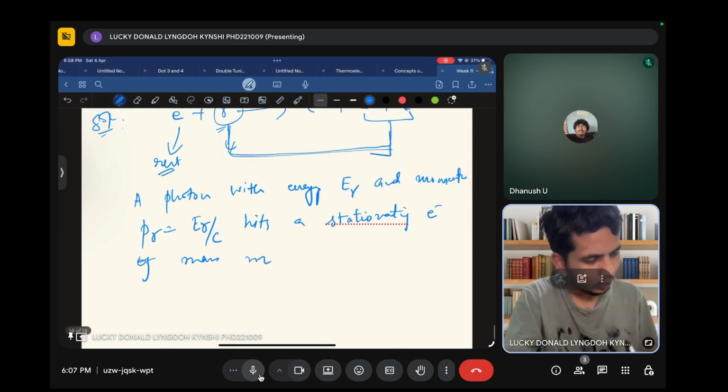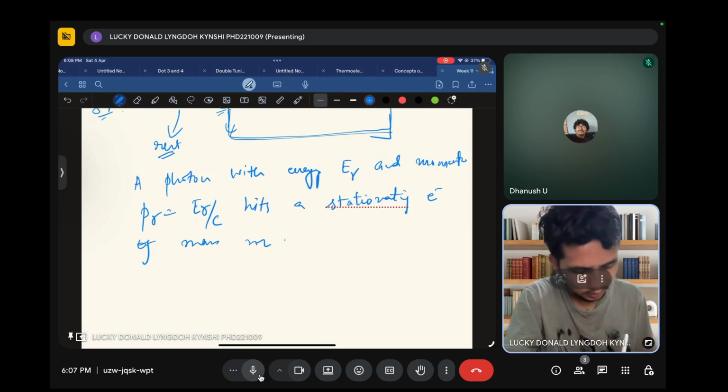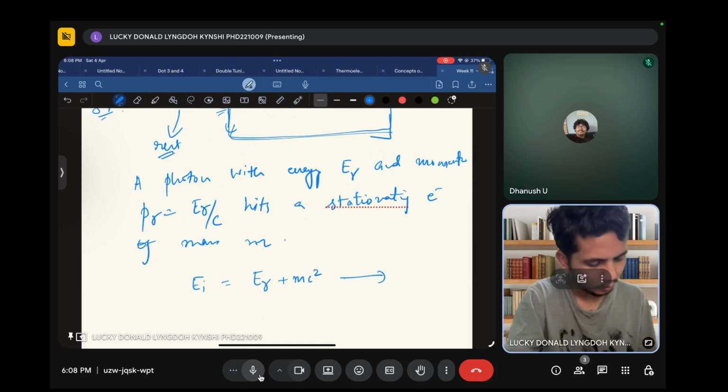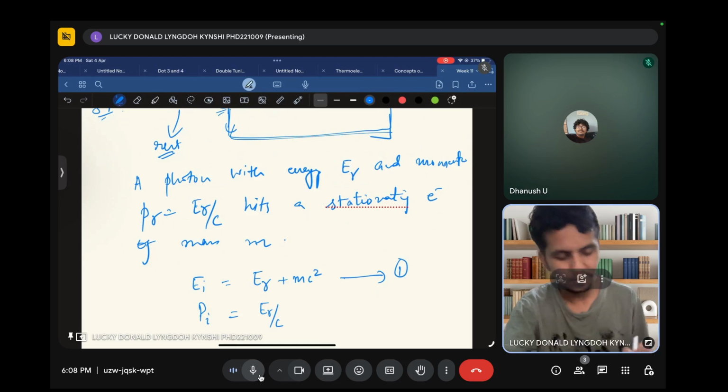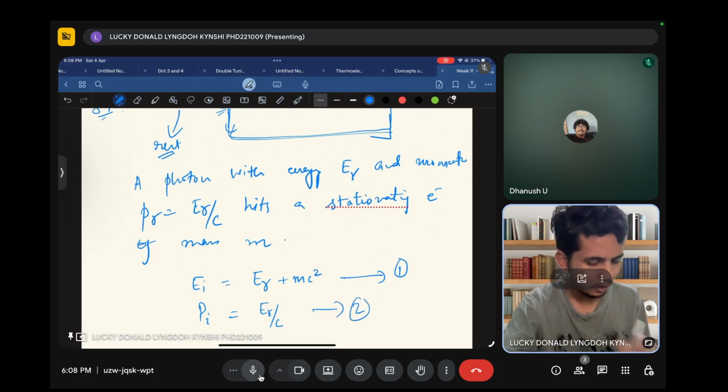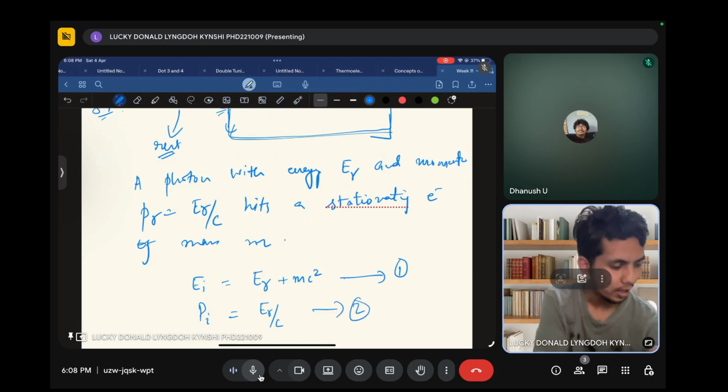Now what happens? Your total energy E_i will be E gamma, the energy of your photon, plus the rest mass energy of your electron, mc square. This is the total energy, equation 1. Now your initial momentum will simply be E gamma by c, because your electron is at rest. So you have your initial energy and momentum.